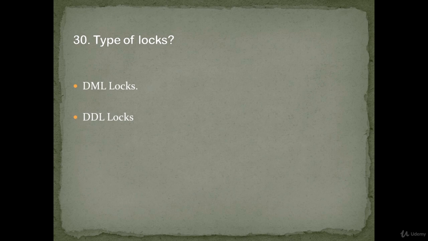How many types of lock? Two types, DML locks and DDL locks. DML, data manipulation language; DDL, data definition language. DML: insert, update, delete. DDL: alter, create and truncate. Okay, move to next one.